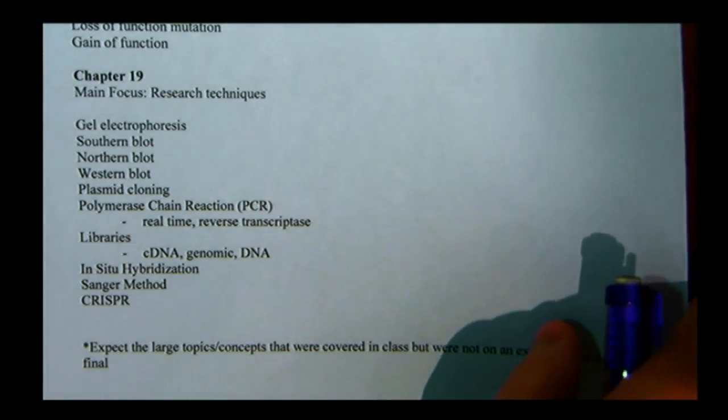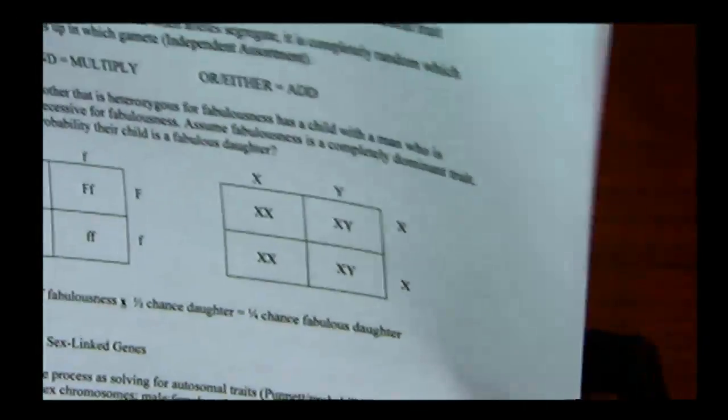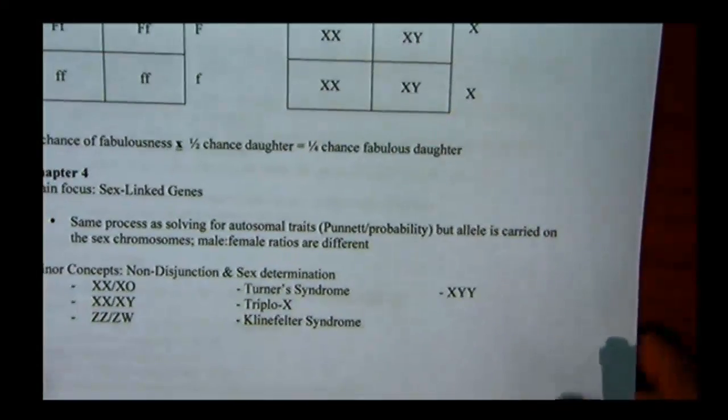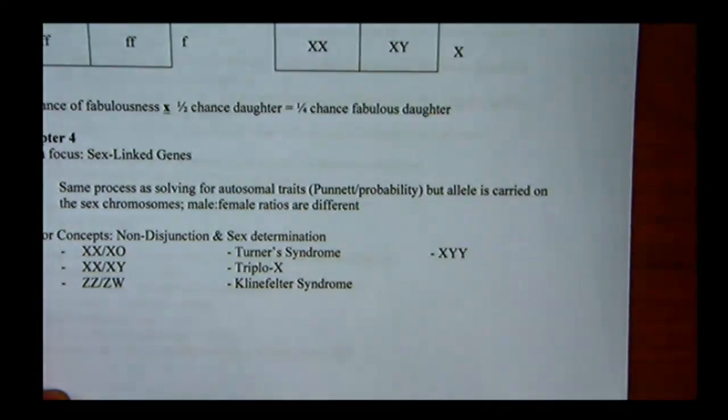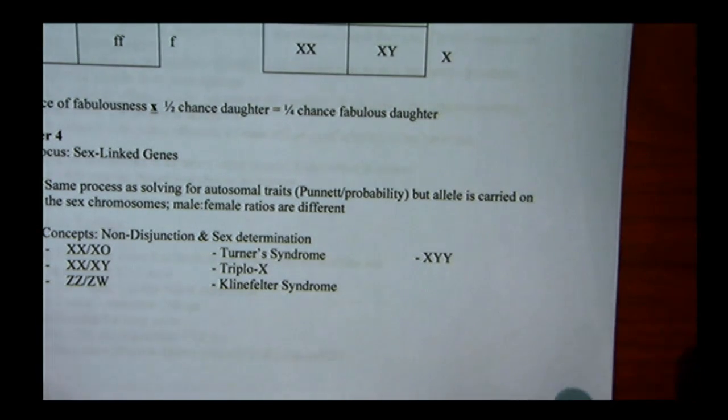Okay, so non-disjunction, you can think the chromosomes are not going to be disjoining. So some gametes, some cells are going to have too many chromosomes or too few. When it comes to sex determination, you were given 4 different types of non-disjunction. Turner syndrome is phenotypically female, and I think they only have one X. So they would be XO, X nothing, basically. So they're usually sterile, usually shorter than average, and definitely know this genotype of them.